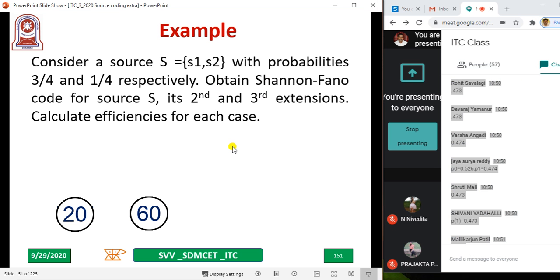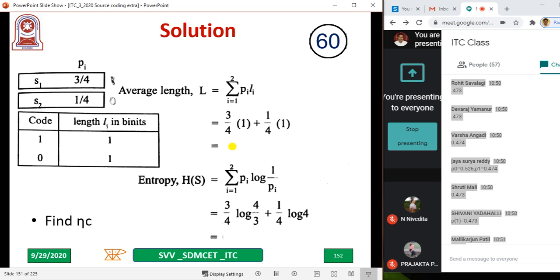So I'll show you. All of you know it is only 0 and 1. I cannot give more. No other coding. For the first one I am giving 1, for the second one I am giving 0. Find out the average length, find out the entropy, find out the efficiency.